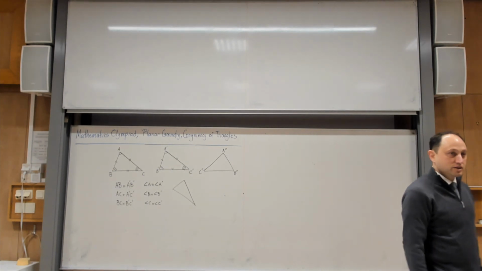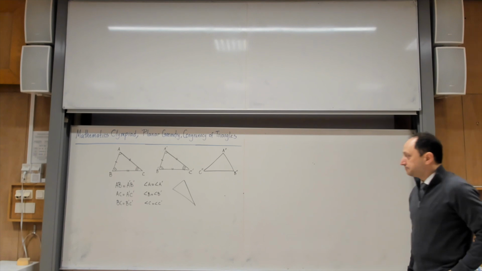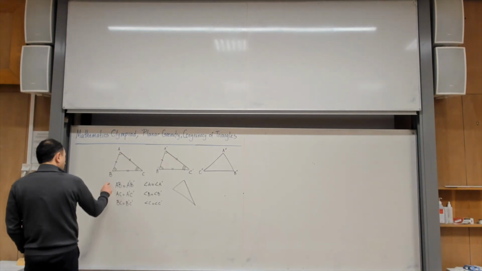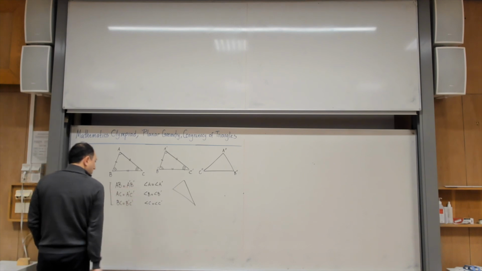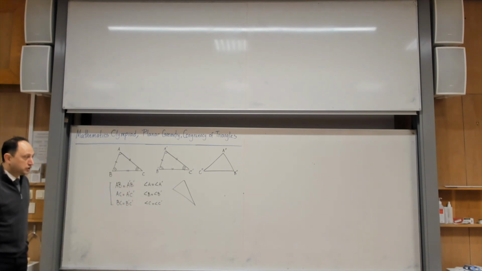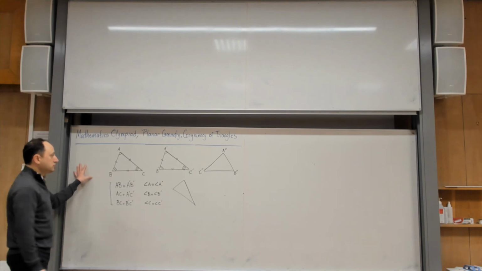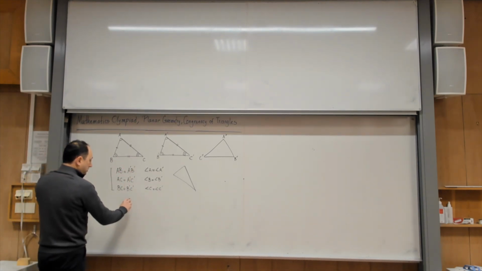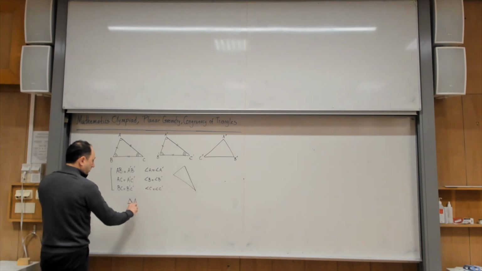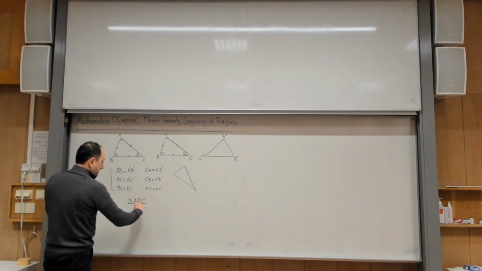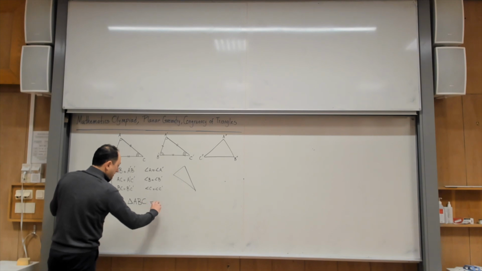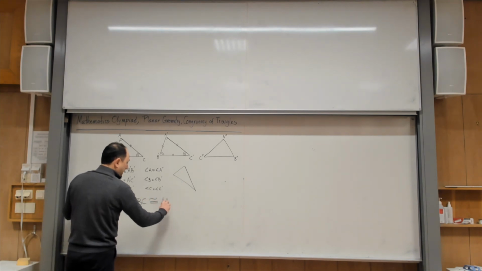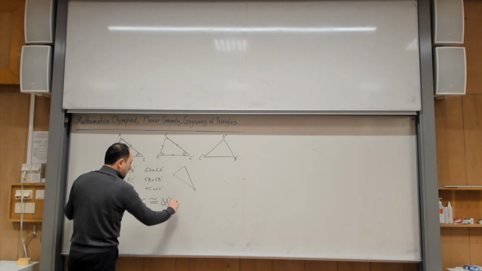Everyone understands the meaning of congruent triangles, right? In principle, by definition, I need 6 conditions to be met in order to conclude that these two triangles are congruent. In that case, this is the notation we use. We say triangle ABC, the congruency notation is this symbol, and then I write triangle A prime, B prime, C prime.